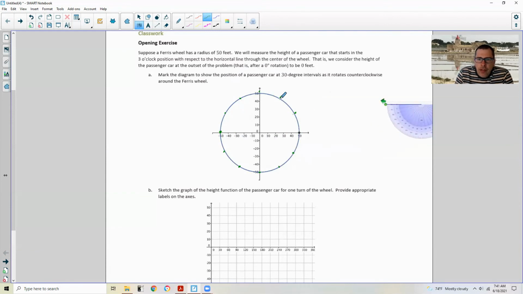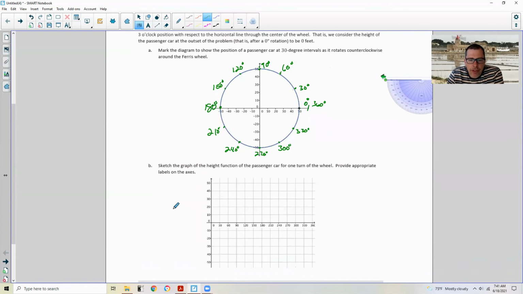So there it is. So this is 30 degrees, 60 degrees, 90 degrees, 120 degrees, 150 degrees, 180 degrees, 210, 240, 270, 300, 330, and 360 brings us back to 0. So I'll put 0 degrees, comma, 360 degrees. Okay, so there we go. That's part A, marking the diagram.